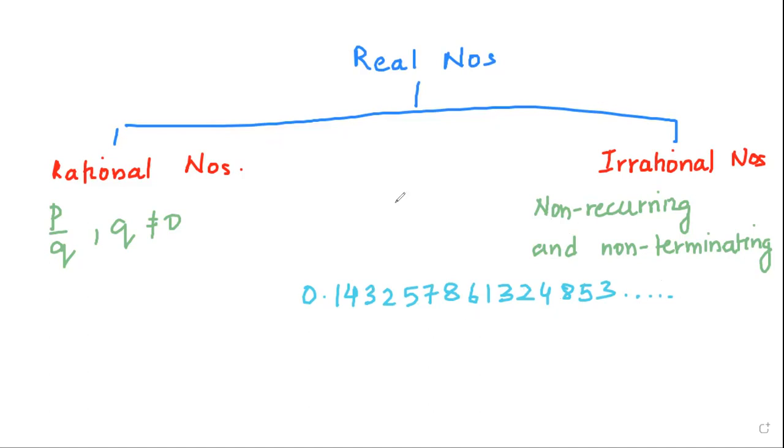A classic irrational number which you are very familiar with is pi. Pi is irrational. All these square roots are irrational: root 3, root 2, root 5, root 7, square roots of prime numbers. These are all irrational numbers, just as some examples.